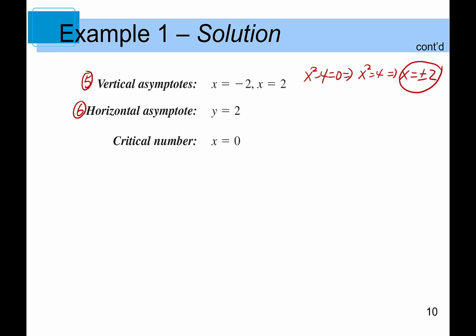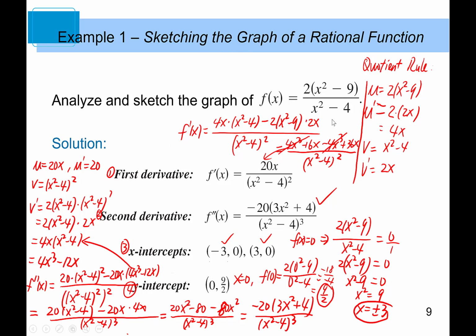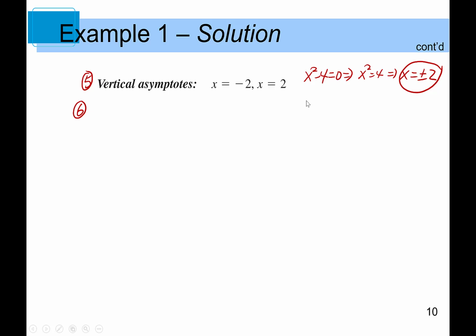Six will be the horizontal asymptote. Remember, when you take the pre-calculus class, for the horizontal asymptote, in this case the numerator and denominator have the same power. So take the leading term in the numerator and divide by the leading term in the denominator. So the horizontal asymptote equals 2x squared over x squared. I cancel x squared and it becomes 2. So y equals 2 is the horizontal asymptote.